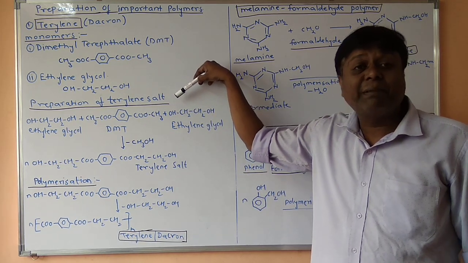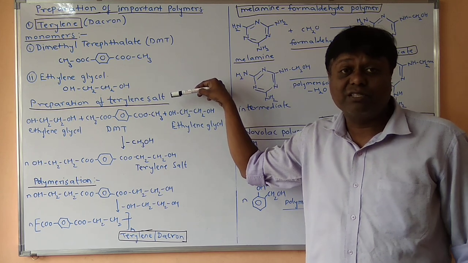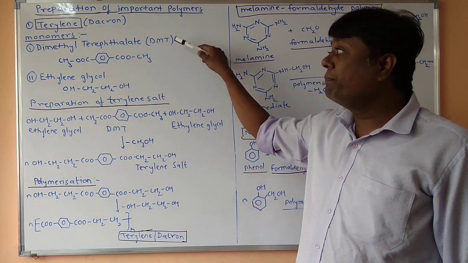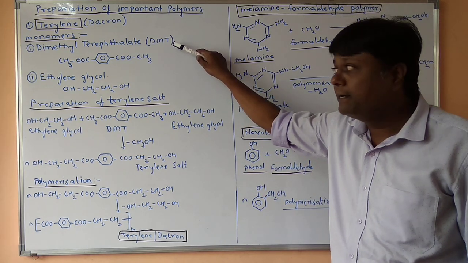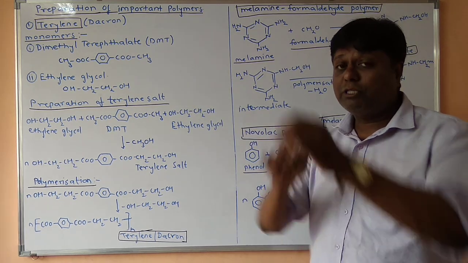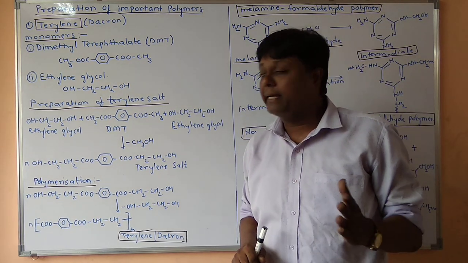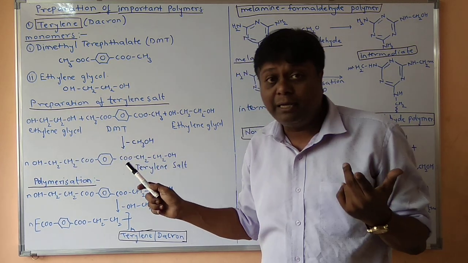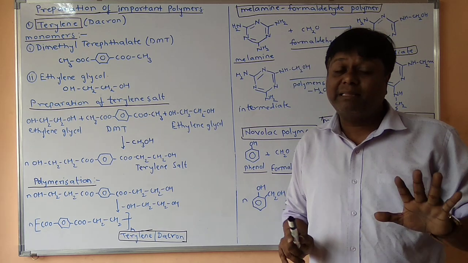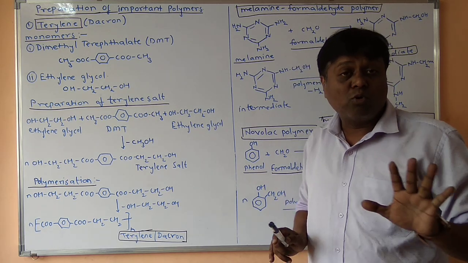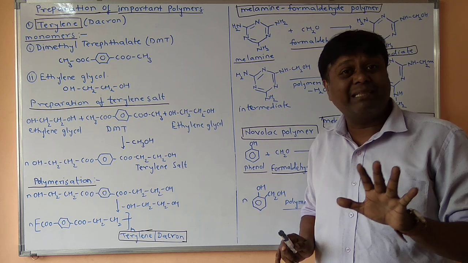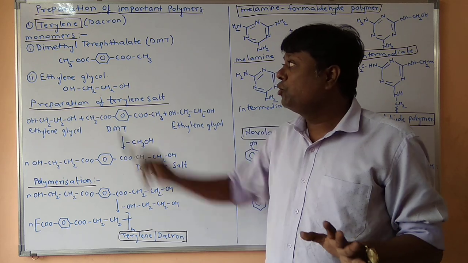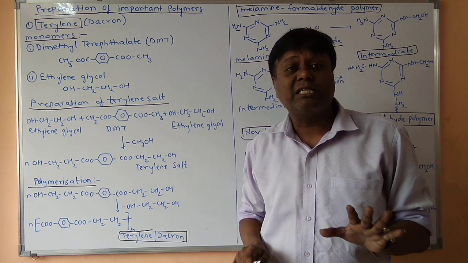Now we'll start with the preparation of terylene salt first. Terylene salt is made by the combination of dimethyl terephthalate and ethylene glycol. Now see, the important fact is that when ethylene glycol is added to dimethyl terephthalate, there is removal of methyl alcohol molecules. Because of the removal of methanol, it is called a condensation polymer. So terylene is also called a condensation fiber.